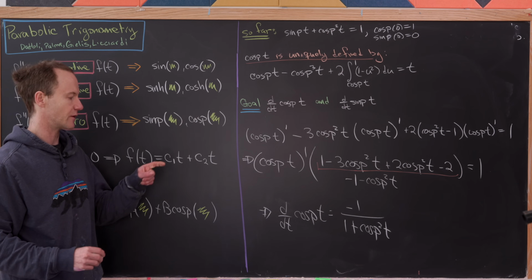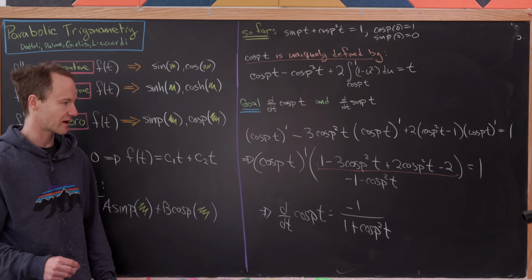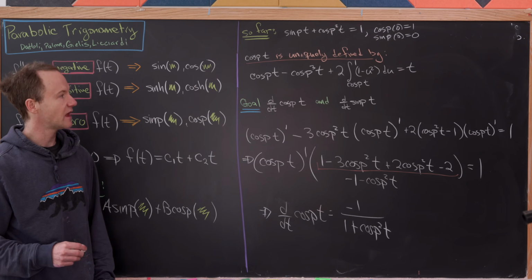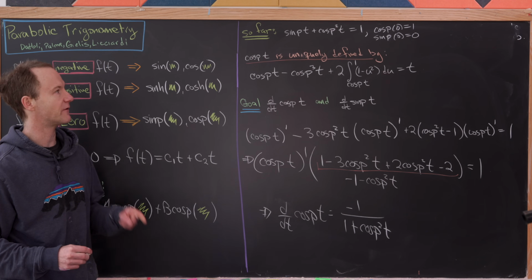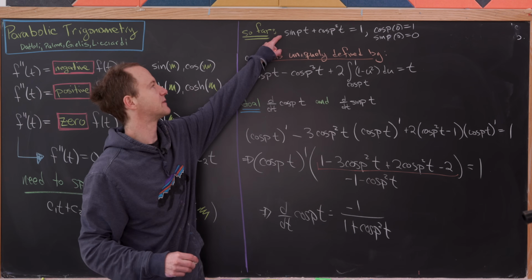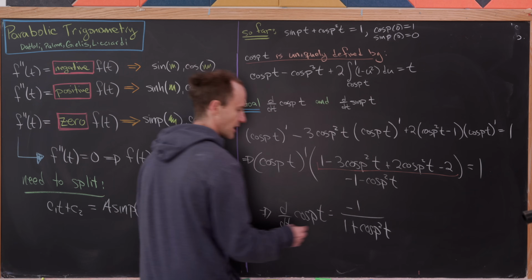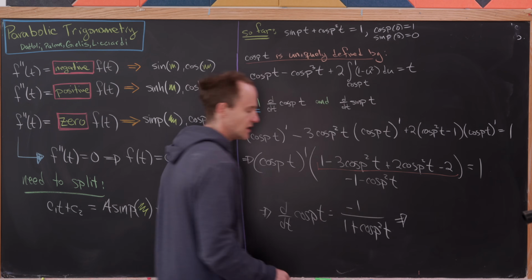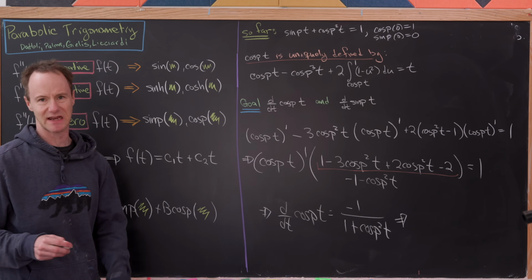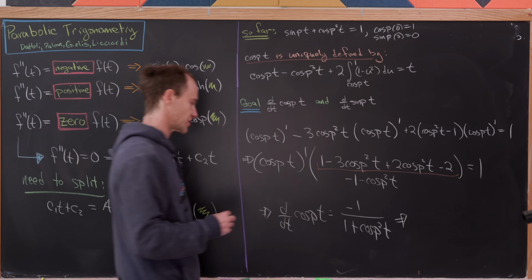Okay, so there we've got it. We've got the derivative of the parabolic cosine. And then we can grab the derivative of the parabolic sine simply from this equation right here. And I won't do the derivation. It's just some standard symbolic manipulation.